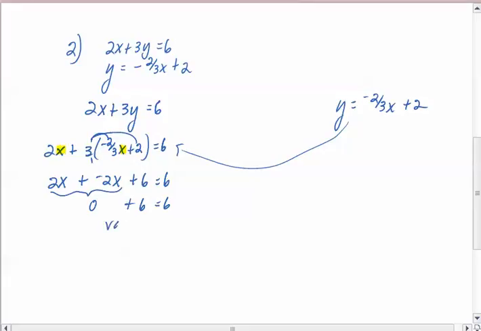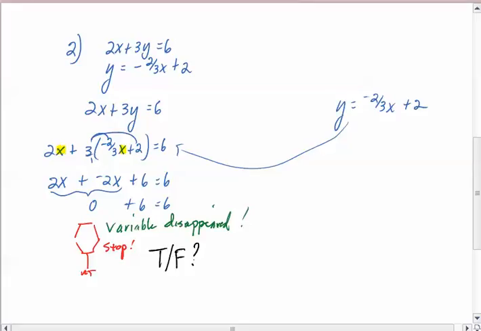Okay, so I'm going to write that in my notes here. The variable disappeared. Now that's really important. When the variable disappears, here's what I do. I draw a stop sign for myself, and I say, okay, stop everything, stop, and I ask myself the question: Is the resulting equation true or false?